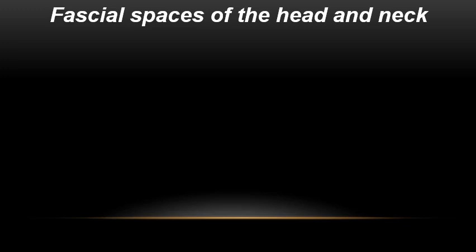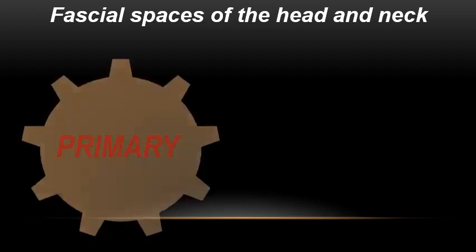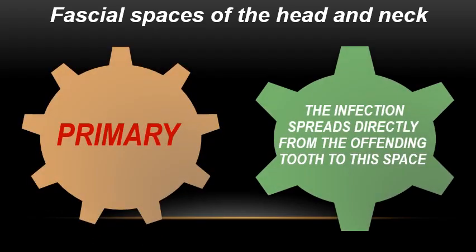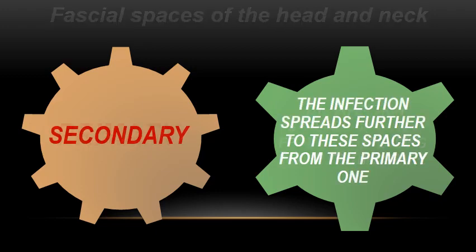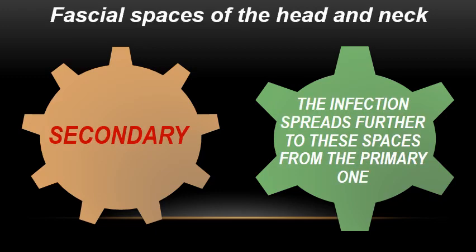According to the order of infection with respect to the offending tooth, we can classify facial spaces into primary or secondary. In the primary facial spaces, the infection spreads directly from the offending teeth to a space that lies in the anatomical vicinity of the offending teeth. On the other hand, in the secondary facial spaces, the infection spreads further to these spaces from the primary one.